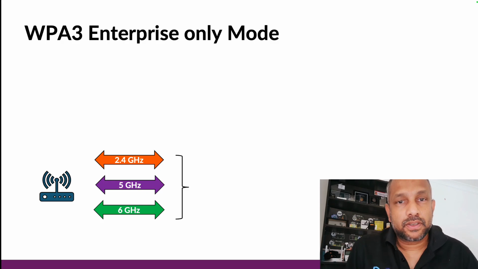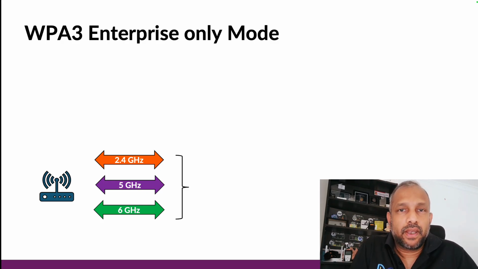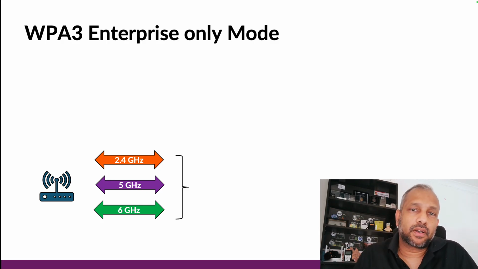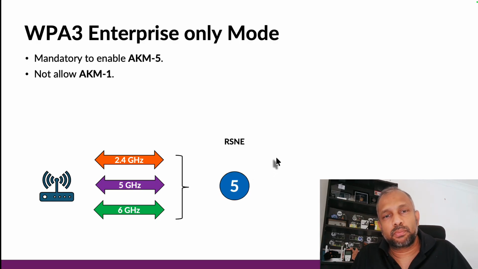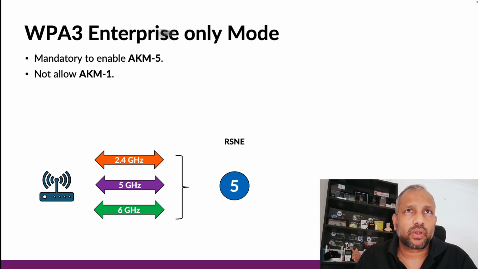Hi everyone. In this video, let's look at WPA3 Enterprise configuration with UniFi access point. Before we go to the configuration, what we are looking at is one mode of configuration, what we call WPA3 Enterprise Only. In this particular mode, we are advertising AKM value 5 across all the bands. So no legacy AKM will be allowed, which is AKM value 1.